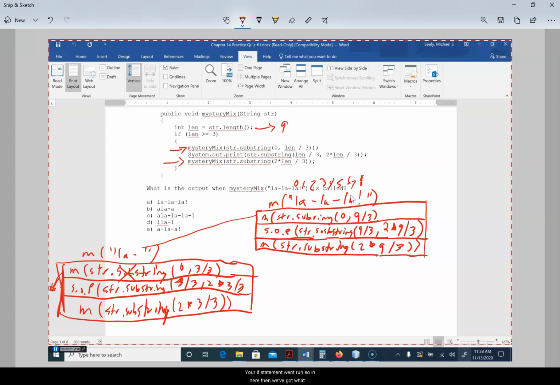So in here, then we've got what? We've got 3 divided by 3, which is basically 1, comma, and then 3 divided by 3 is 1 here. So 2 times 1 is 2. So this one does 1, comma 2. 1, comma 2 of this one is 0, 1, 2. 1, comma 2 is just A. So this does A right here. All right, so that's the first one.